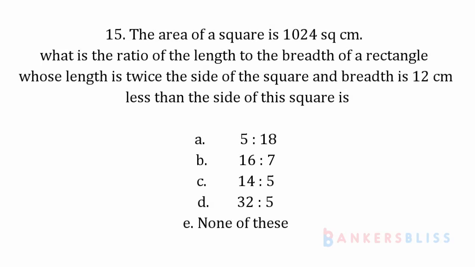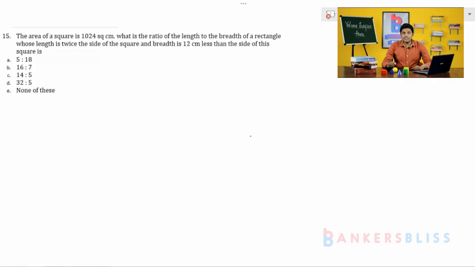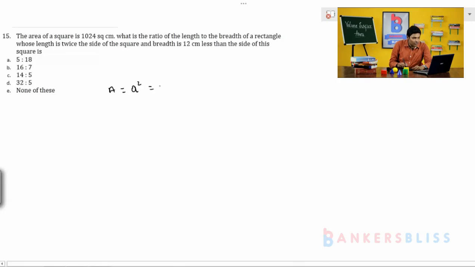Okay, let's move on to the next problem, problem number 15. The area of a square is 1024 square centimeter. What is the ratio of the length to the breadth of the rectangle whose length is twice the side of the square and breadth is 12 centimeter less than the side of the same square? See here, area of the square is a square, that is side square, which is 1024, therefore a is equal to root of 1024, so a is equal to 32.